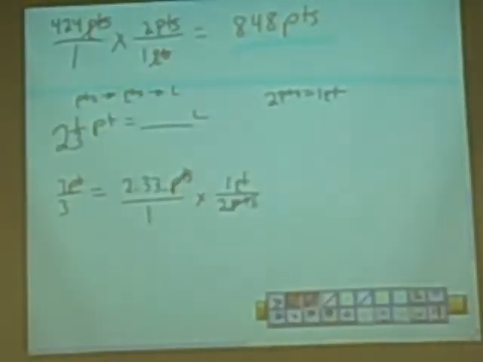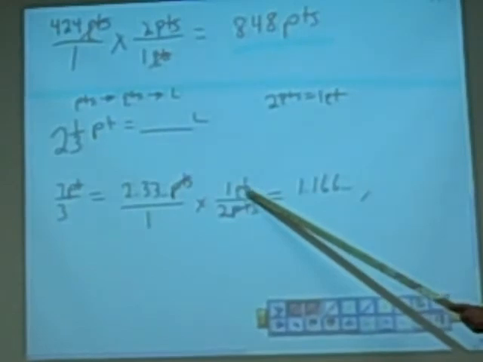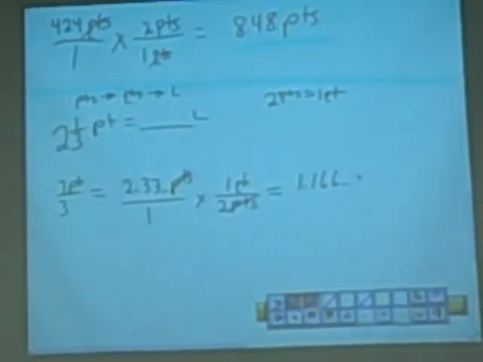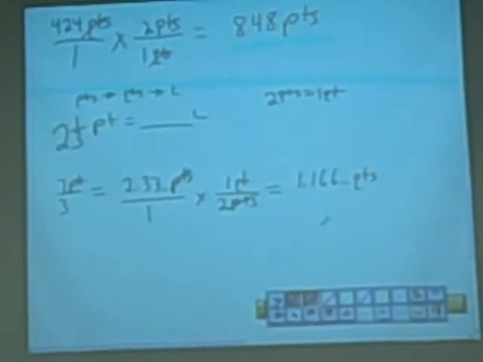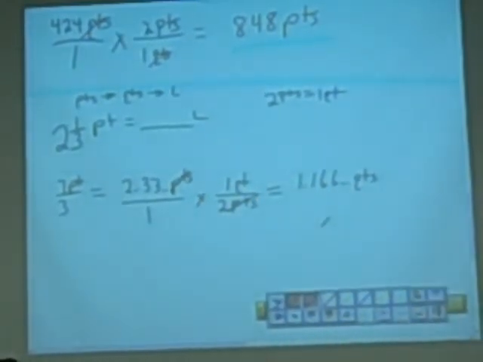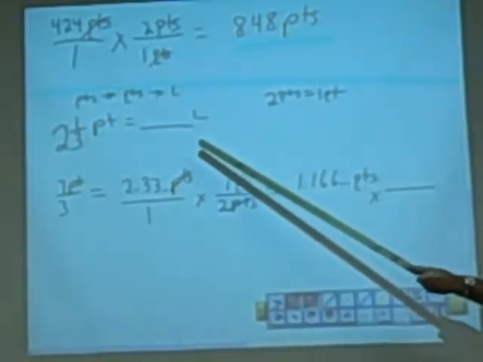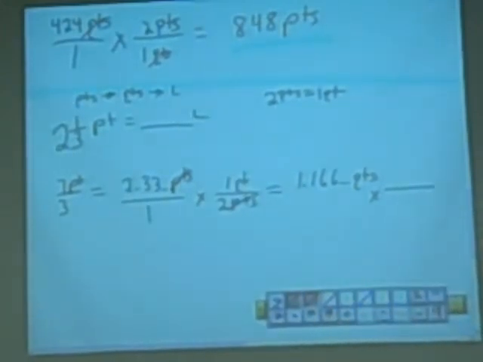Alright, so we go back to our sheet. And we've got equals 1.166 dot dot dot. And our units are what? Quarts, right? It's always what we have in the numerator. Do we want quarts? No. We want liters, right? So we gotta keep going. Okay, so our conversion, we're going from quarts to liters now, right? And our conversion for that is what? 1.06 quarts equals 1 liter.